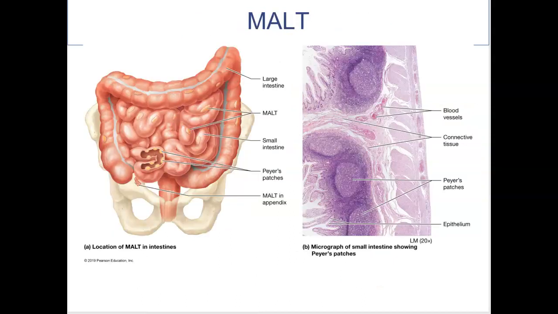Now there's special tissue called MALT, or you'll see it called GALT. It just depends on who wrote the book.